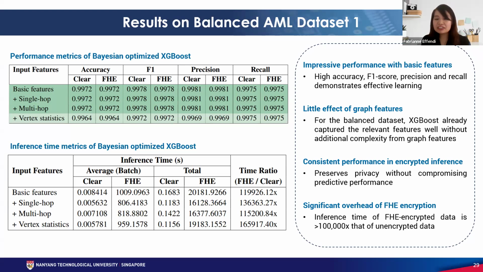However, it's important to note the significant overhead of FHE encryption, in which, in this case, inference time is more than 100,000 times that of unencrypted data. But this was also done on CPU, and I understand that now there's also a GPU implementation on Concrete ML, so it will definitely improve these overheads.